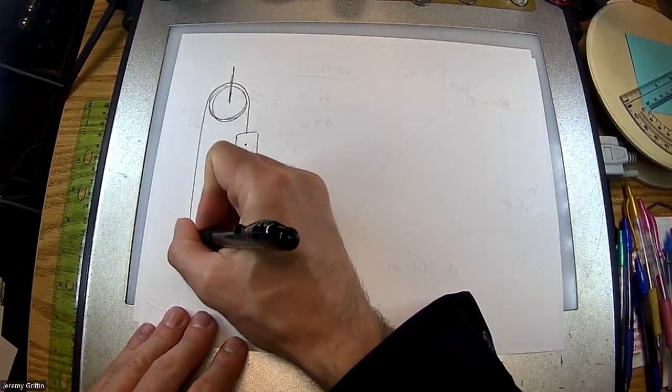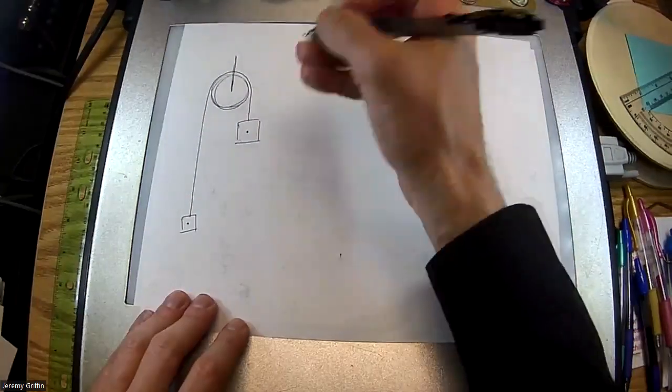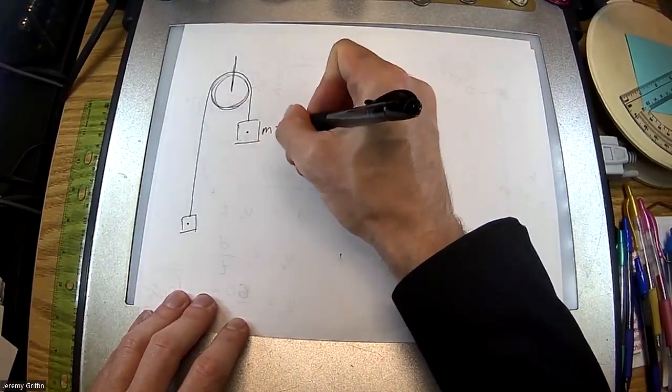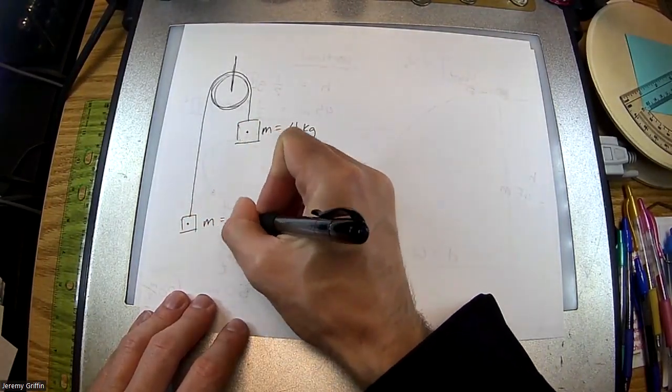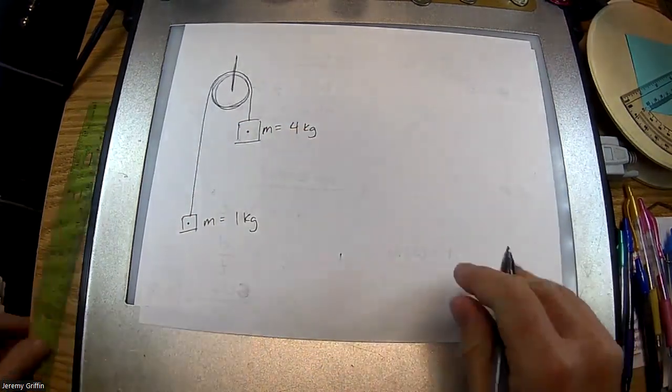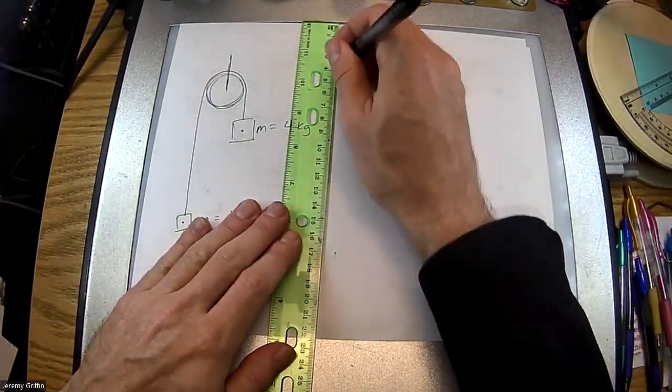So big block, little block. There you go. Okay, let's give some masses. Let's call this guy a mass of 4 kilograms. Call this guy a mass of 1 kilogram. There's quite a few questions I could ask about this.